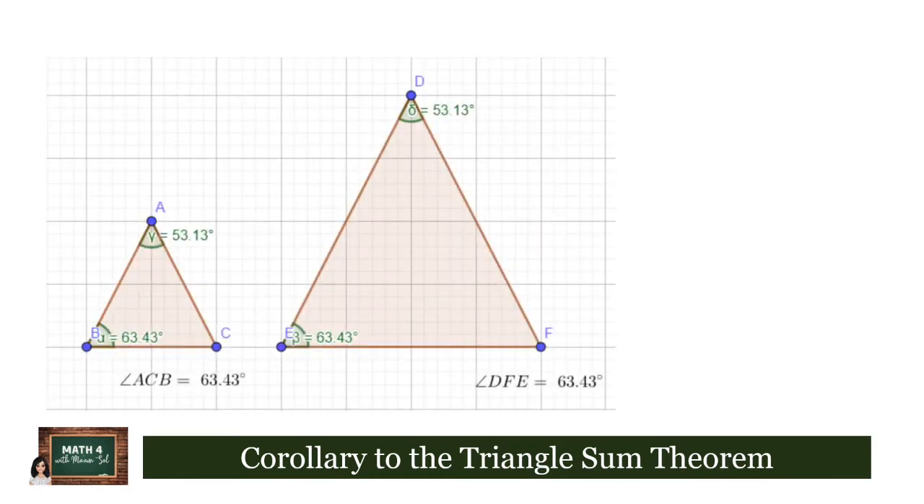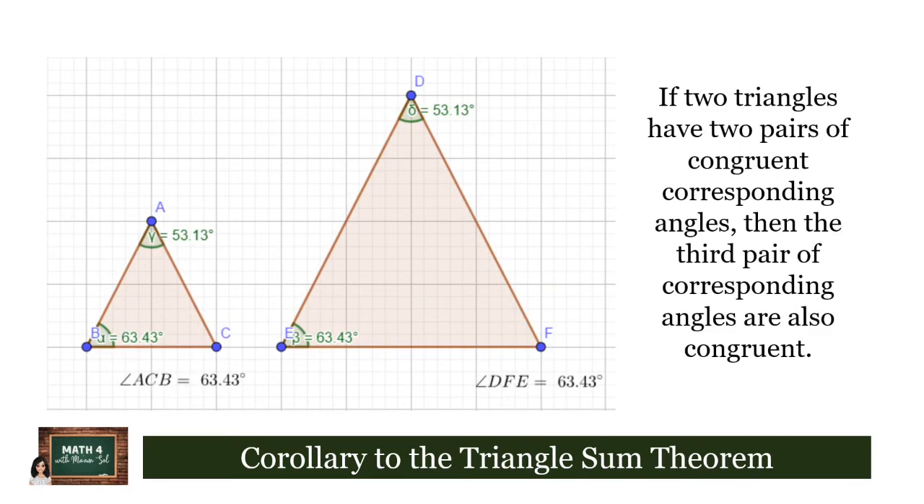Let us also briefly discuss a corollary to the triangle sum theorem. This corollary states that if two triangles have two pairs of congruent corresponding angles, then the third pair of corresponding angles are also congruent. Suppose we have triangle ABC here, which is similar to triangle DEF. Thus, their angles are naturally corresponding. Say two pairs of these corresponding angles are congruent. Then the remaining pair of corresponding angles will also be congruent by this corollary.